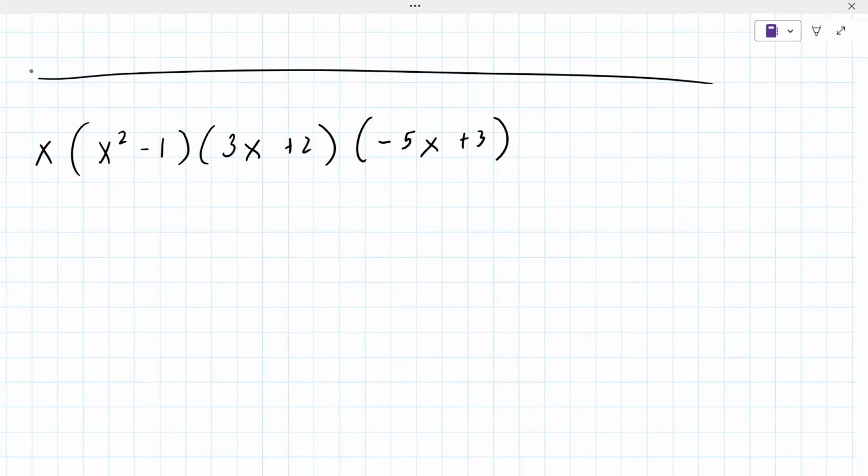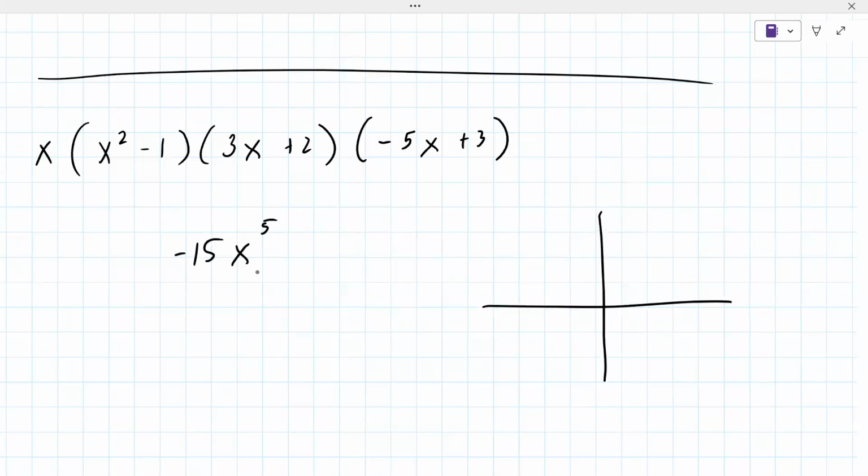All right, Karthik, what did you come up with here for a leading term? Leading coefficient? Yeah, sure, go with that. I got negative 15. Okay, and then it's x to what power? To the fifth power. Very good.